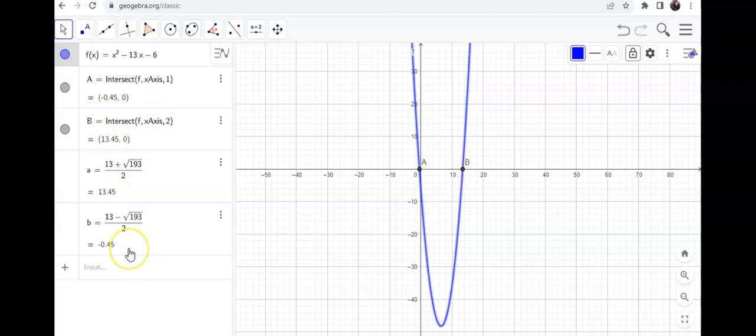The x-coordinate of point A is negative 0.45, and that would be the approximate value of 13 minus the square root of 193, over 2. And the x-coordinate of point B is 13.45, and that is the approximate value of 13 plus the square root of 193, over 2.